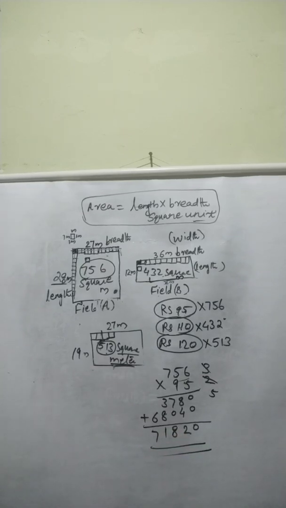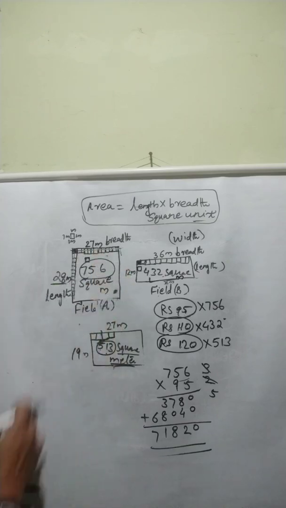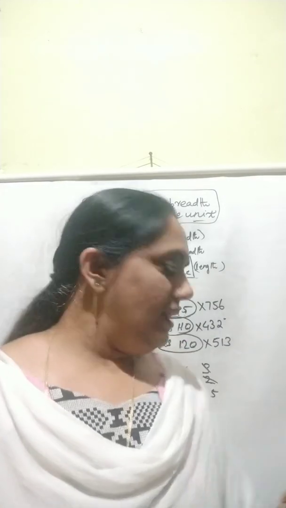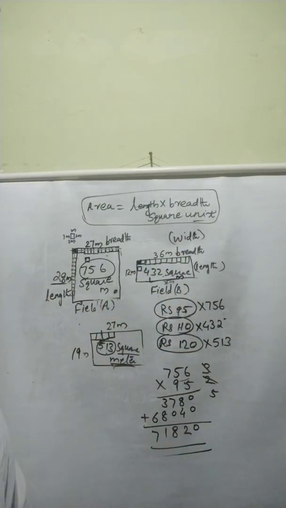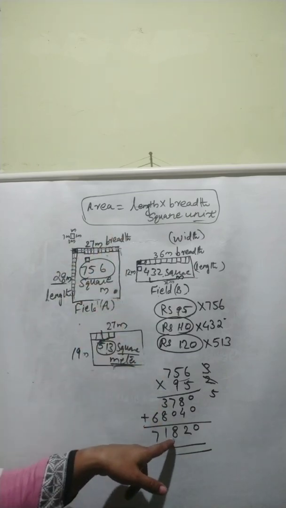71,820. So the total amount of this field is 71,820. So Karunya bought this field A with 71,820 rupees. Total he paid for this field A, 71,820.